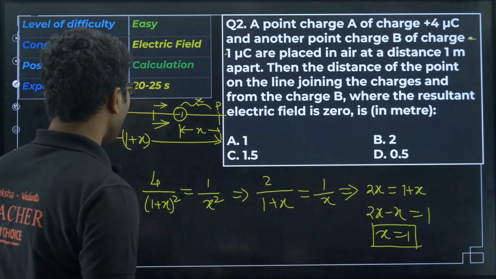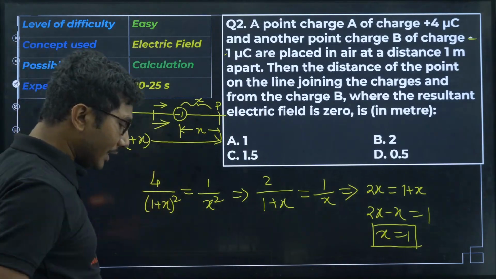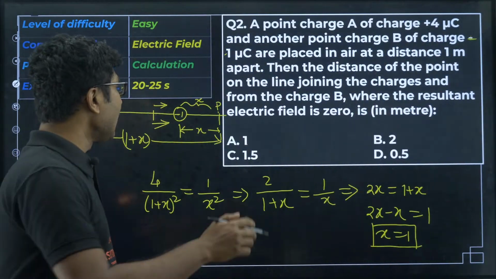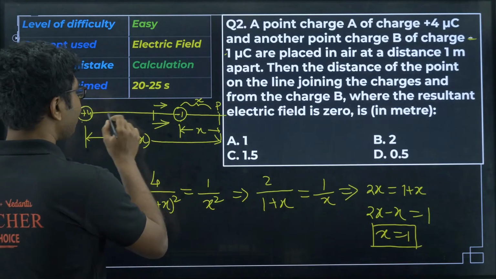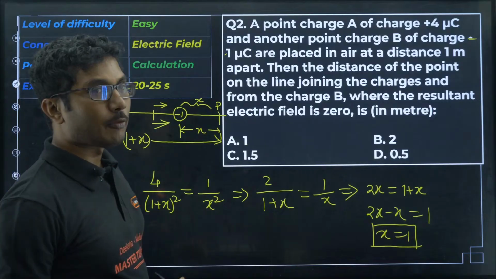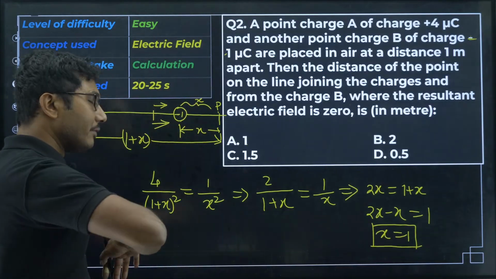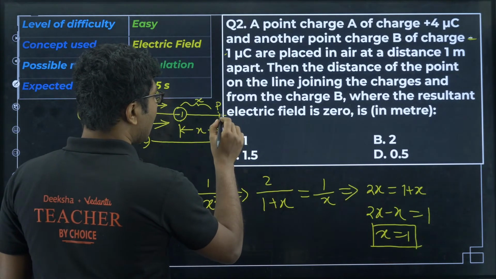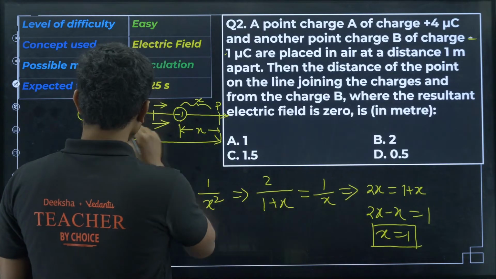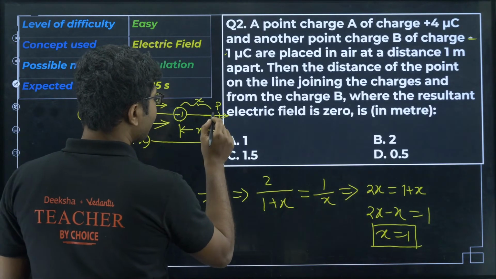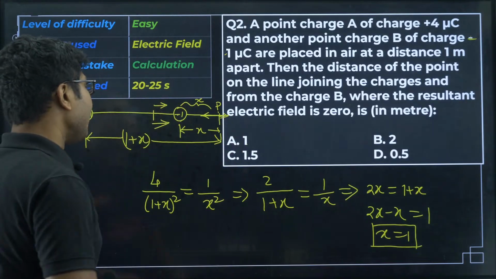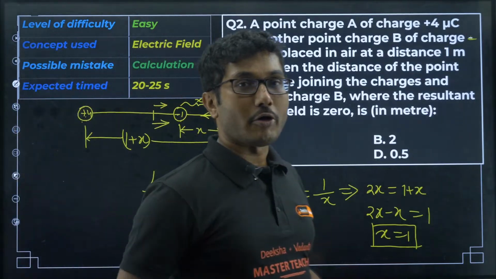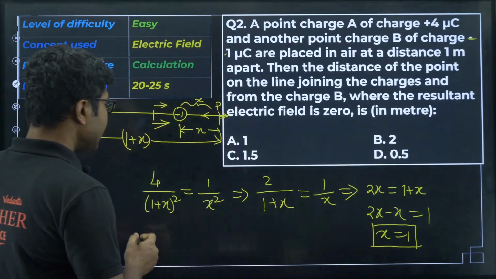The position was wrong because there will be no point between the charges where the electric field will be 0. You have to understand that when one charge is positive and another one is negative, between the charges the electric field will always point in the same direction, so they will not cancel each other. But if you consider any external point, in that case it will be away due to this charge, whereas due to the negative charge it will be towards, so they can cancel each other. But for in-between points, the electric field will point only in one direction. Okay, so this is the way to solve.